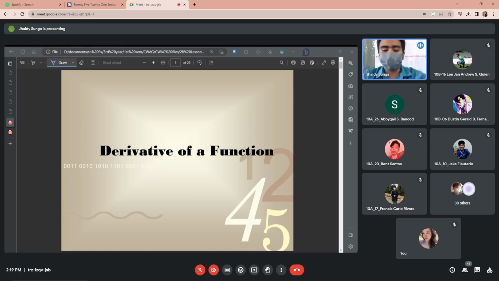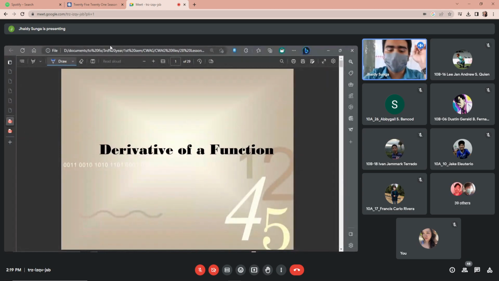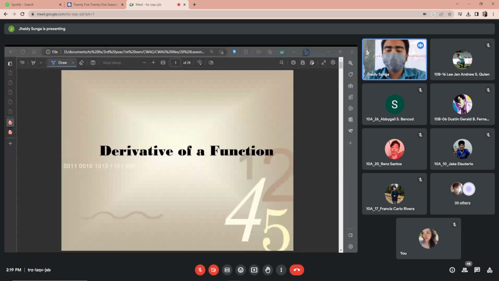Okay, so when we are dealing in derivatives, we tend to tell that it is the change of rate. Do you still remember? When we have a slope, what is the formula of the slope? Who remembers the formula of a slope?